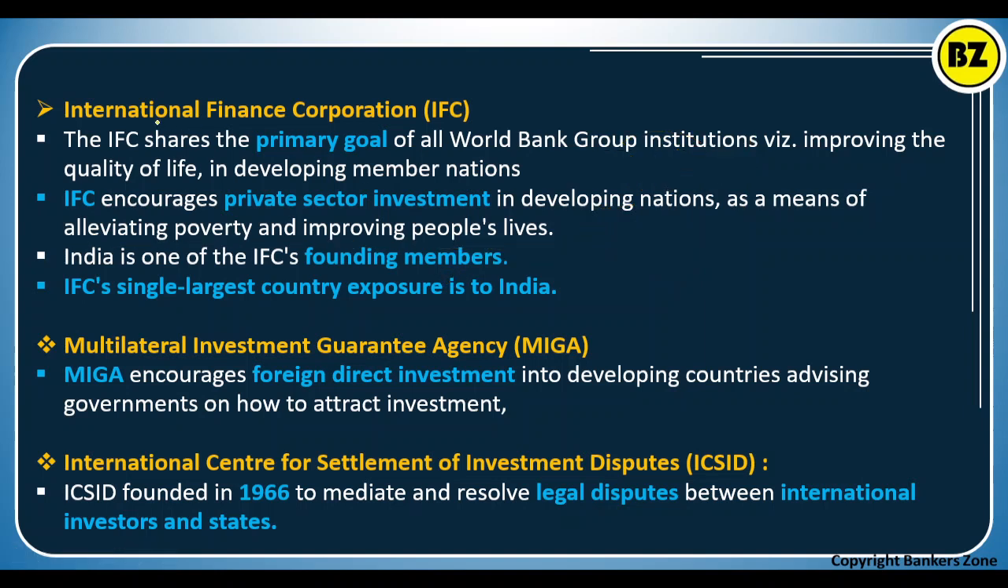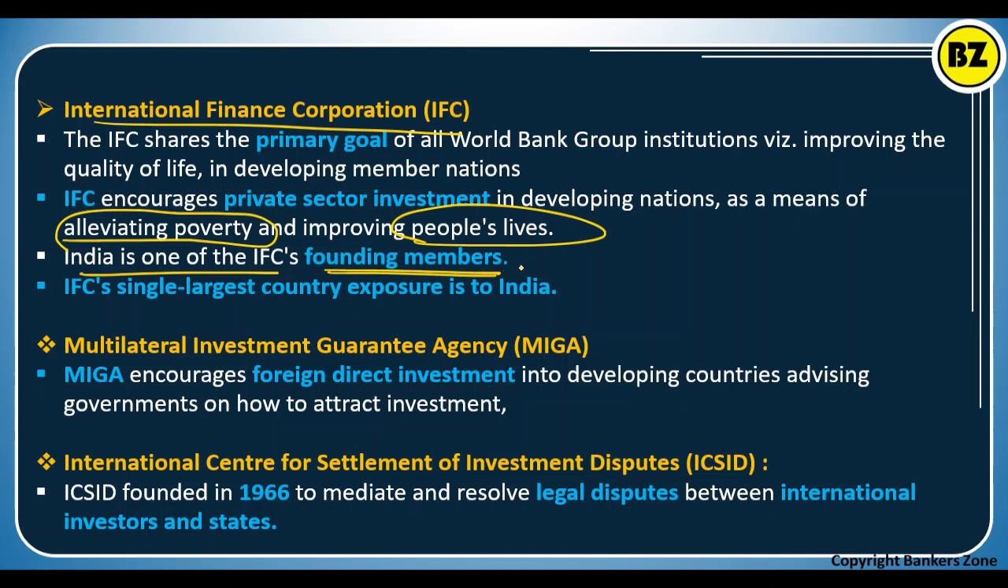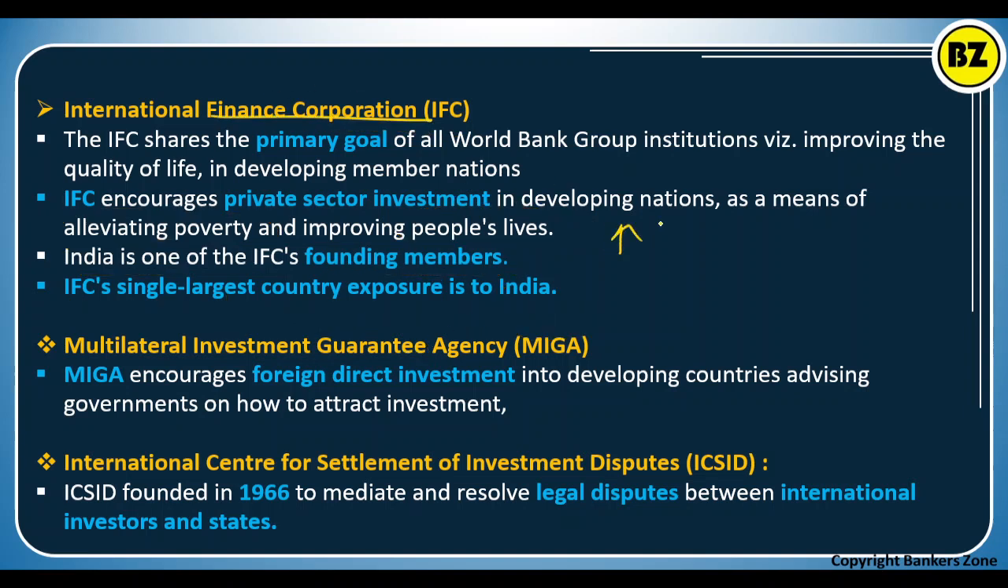So IFC works mainly to alleviate poverty and improve people's quality of life. India is one of the IFC's founding members, and remember we are also getting a lot of help from the IFC. IFC's single largest country exposure is India. That's why I said we are getting a lot of credit from the IFC. The maximum loan or finance given by IFC is to India. What is the aim of IFC? To improve the quality of life and to minimize poverty.